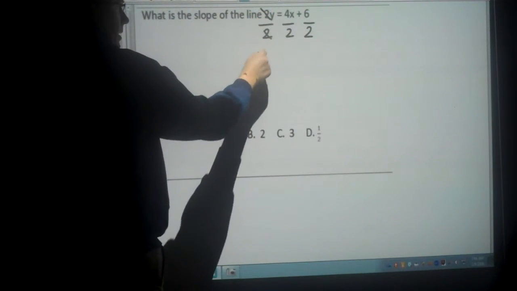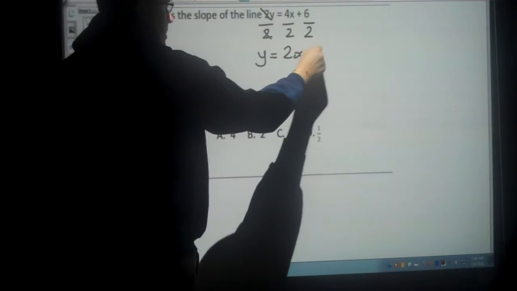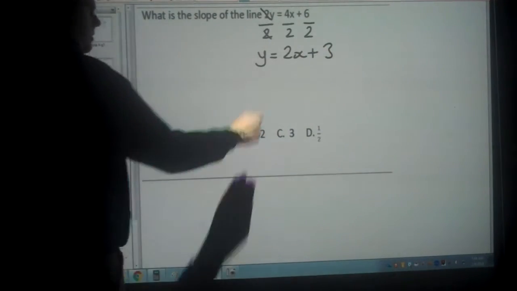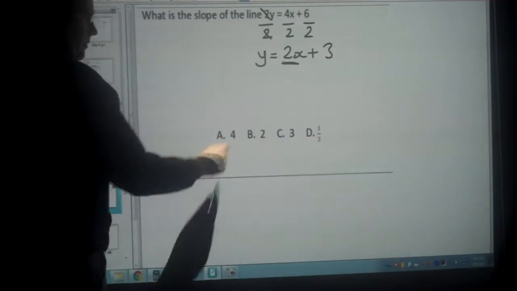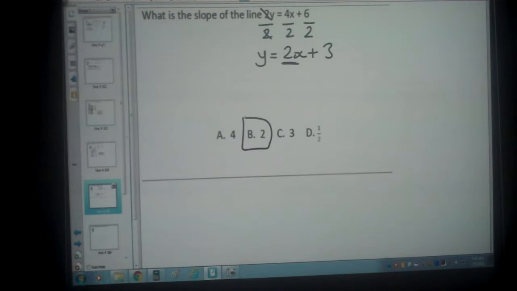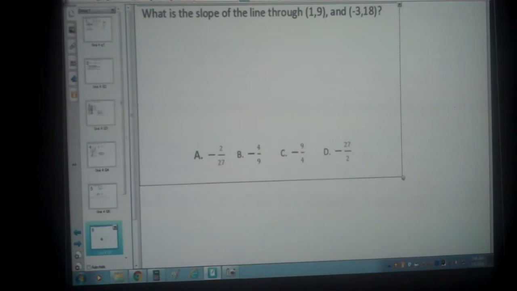If we divide everything by 2, then it will be in slope-intercept form, and then the question is as easy as just looking for the number of x's. So make sure you put it in slope-intercept form if you're trying to find the slope.